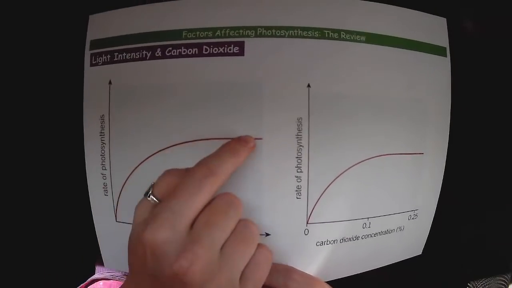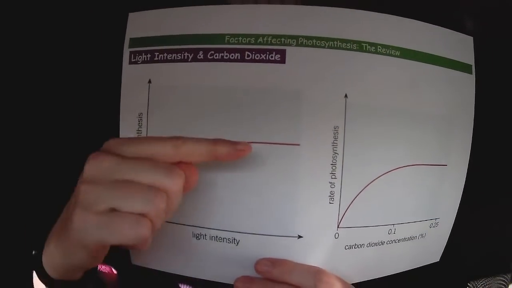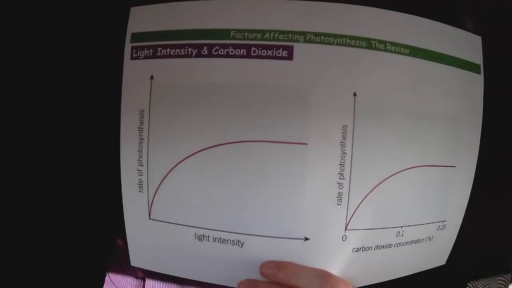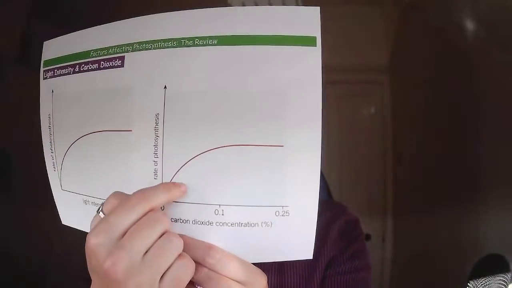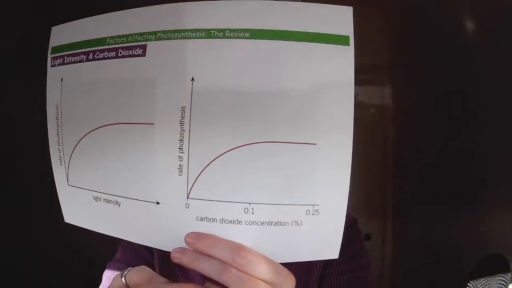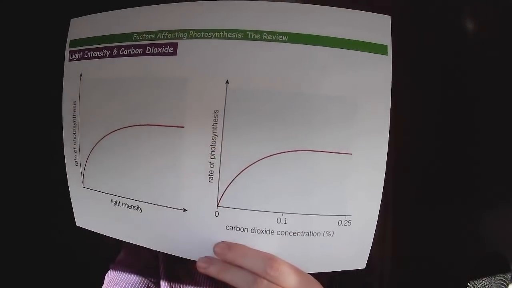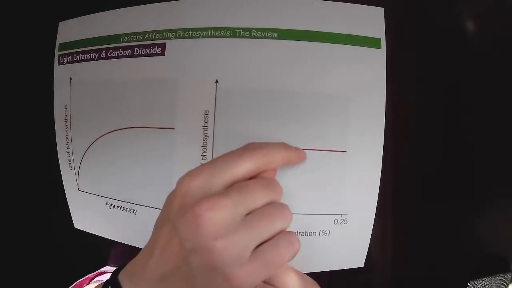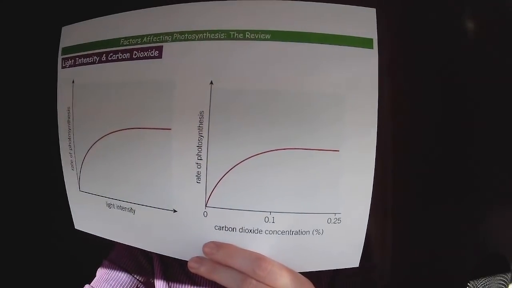But we hit a point where it levels out, it plateaus. And that's because at this stage, something else is limiting the rate of photosynthesis. If we then come on to carbon dioxide concentration, increasing the concentration of carbon dioxide increases the rate of photosynthesis, but it levels off again. So here, something else is the limiting factor.